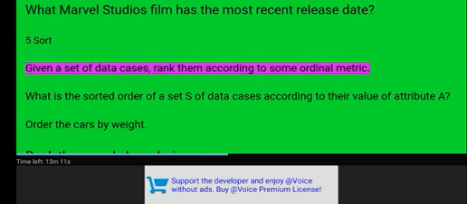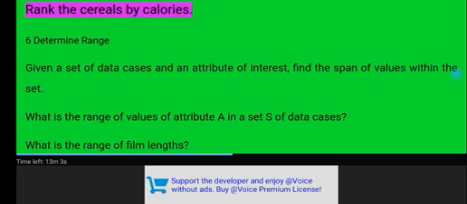5. Sort. Given a set of data cases, rank them according to some ordinal metric. What is the sorted order of a set S of data cases according to their value of attribute A? Order the cars by weight. Rank the cereals by calories.